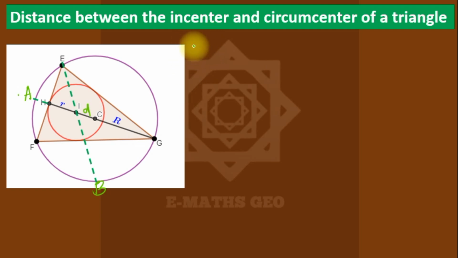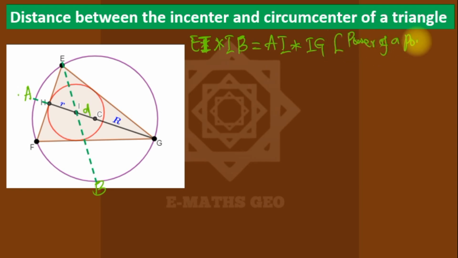So there is a formula or theorem that EI times IB is equal to AI times IG. It's called power of a point, or the intersecting chord theorem. So EI times IB is the same as AI times IG.